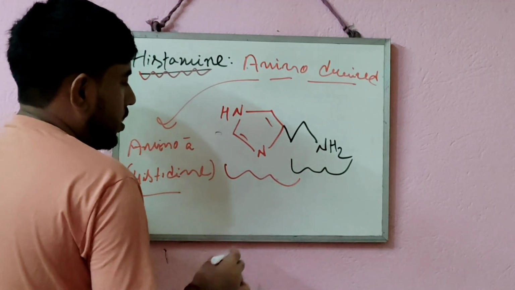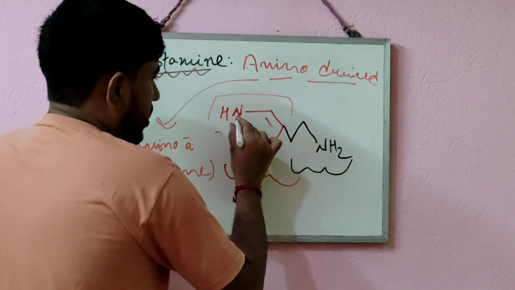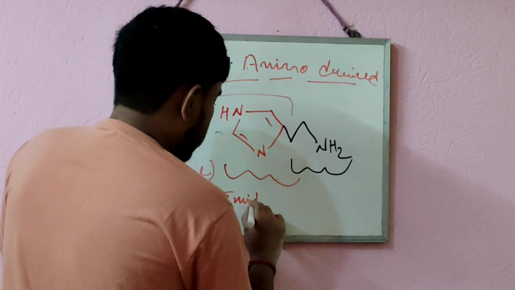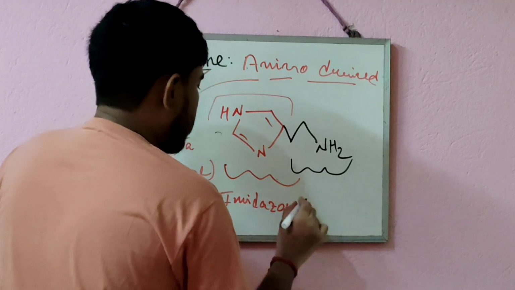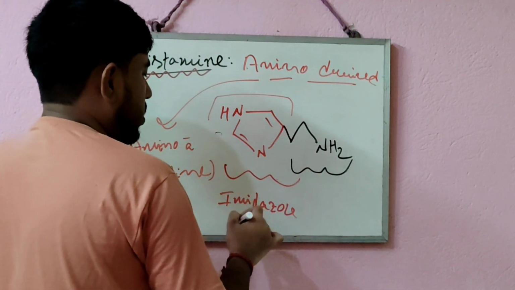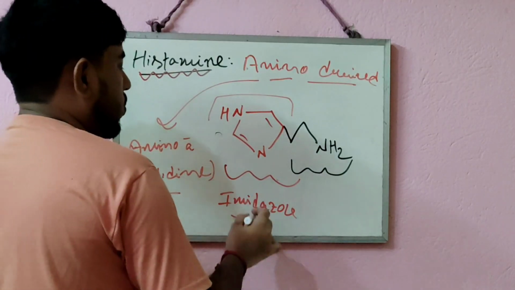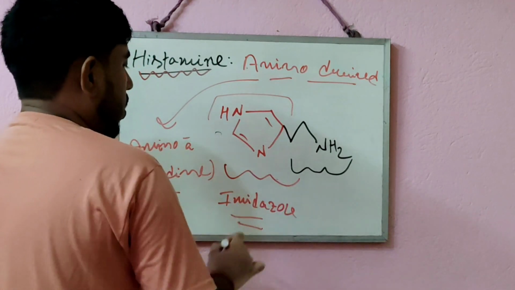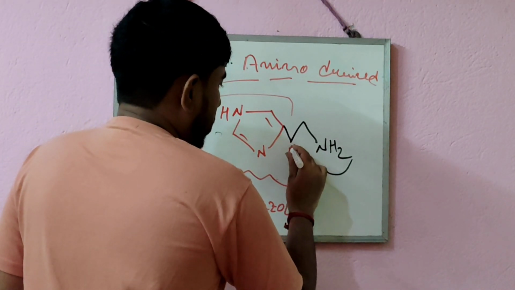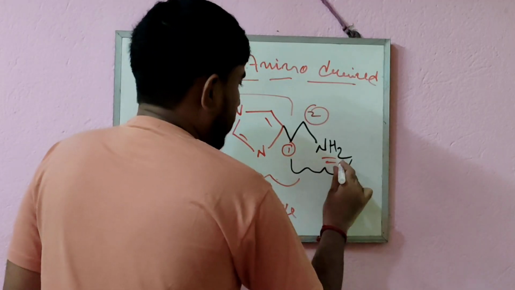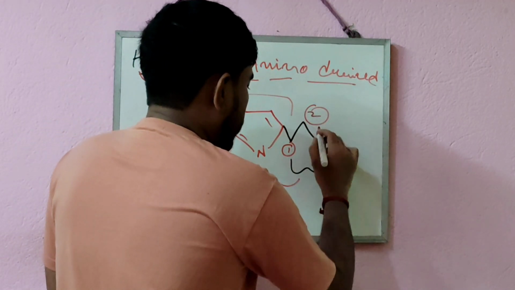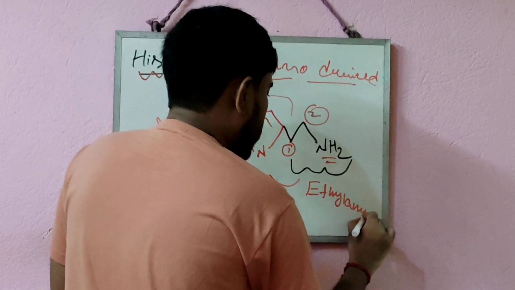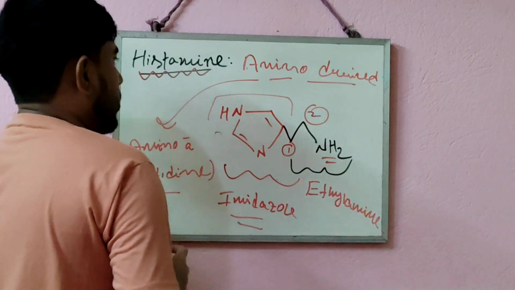From the picture you can see that it consists of a ring, and that ring is called imidazole. So histamine is an imidazole ring containing autacoid. This group is called imidazole, and the remaining part, one carbon, a second carbon, and an amino group, is called ethylamine. So this is the simple introduction about histamine.